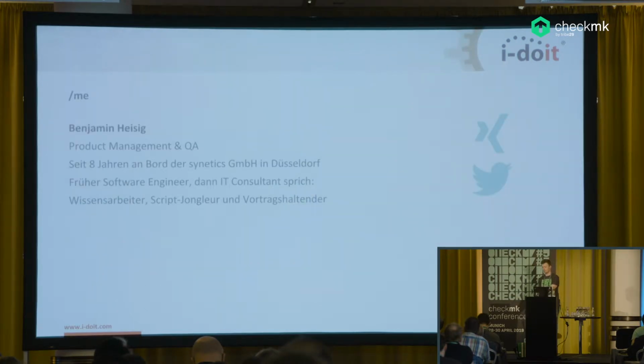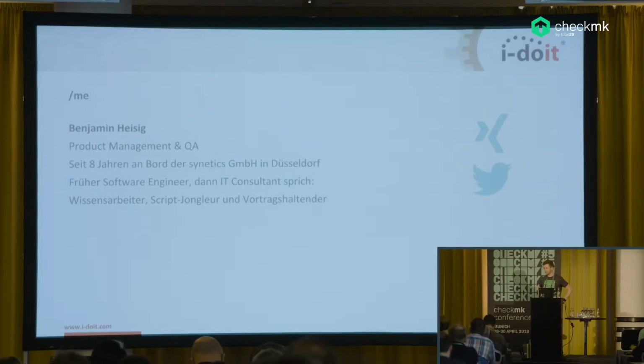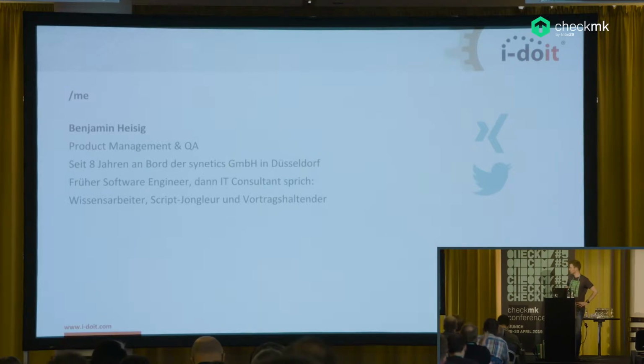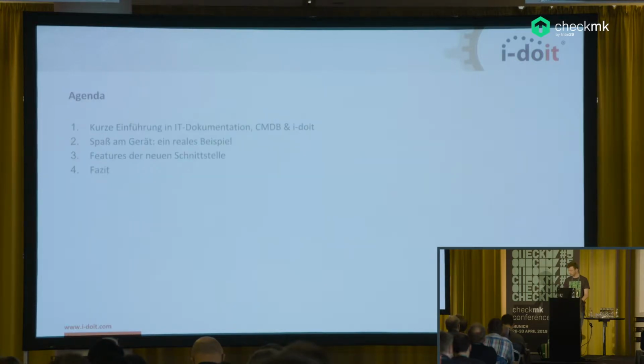Just going to tell you about myself. My name is Benjamin Heisig. I'm a product manager, and I also do quality assurance. And I work at i-doit, and I'm going to tell you about i-doit in just a minute. I've been working there for the past 8 years. I was a software engineer, I did IT consulting, and now I'm sort of working on all the different interfaces that we're working on, and also how we are really making sure that everything is up to par with our automated testing. So, of course, sometimes I'm also just out and about, going to conferences, being a speaker, and showing what we are doing.